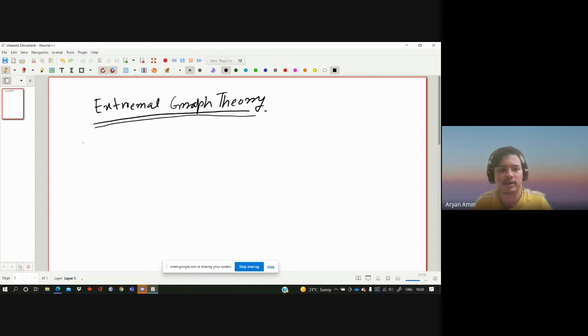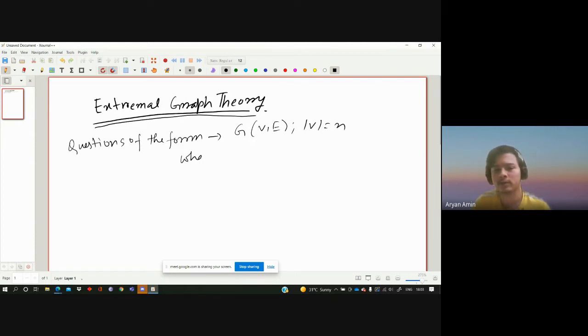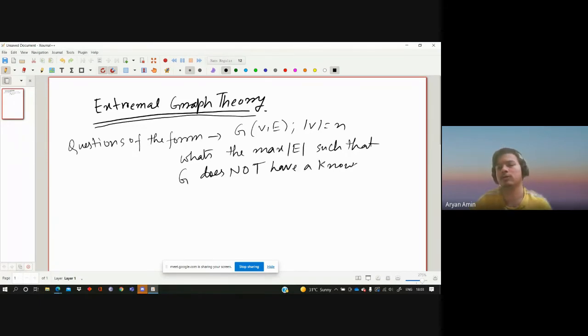In extremal graph theory, we'll be dealing with questions of the form: suppose you are given a graph G with, say, n vertices. What's the maximal number of edges that you can have such that G does not have a given subgraph H? So, to put that into perspective.